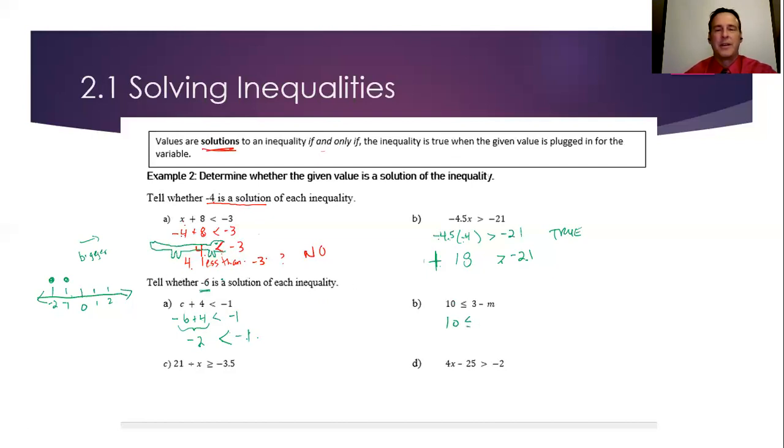All right, again, I'll plug in negative 6. So I've got 3 minus a negative 6. Here's your 10. 3 minus the negative 6, you can do that on a calculator. It does give you 9. And is 10 less than or equal to 9? No. Again, the mouth has to eat the bigger number, and 9 is not bigger than 10. So this is false.